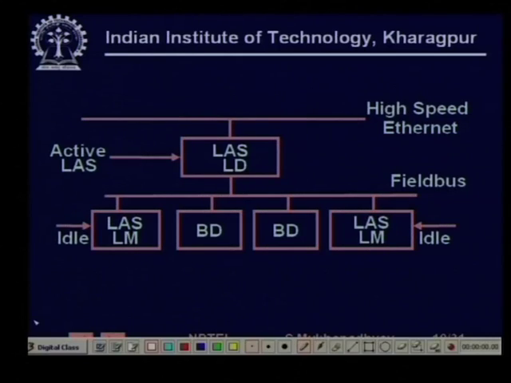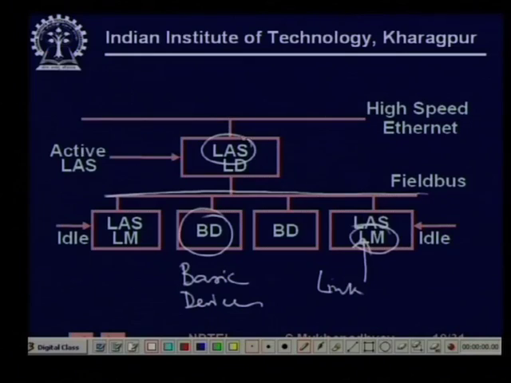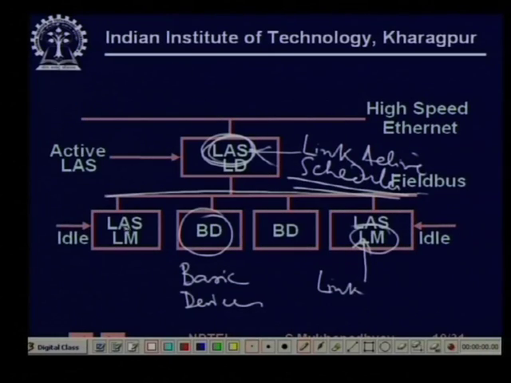So, pictorially it looks like this. On the bus, this is the fieldbus, there are various devices, these are basic devices, BD, and these are link masters. So, LM is a kind of device which is capable of becoming a link master, and among the link masters there is a particular device which is called the link active scheduler. So, at this time this link master can also become the link active scheduler, but it is at this time idle. So, these are idle.